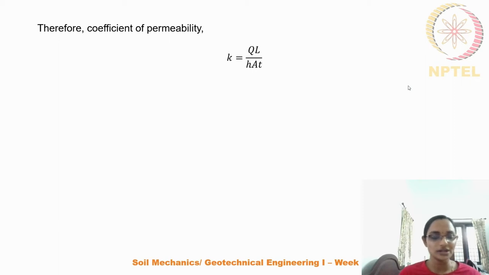Now, in order to determine coefficient of permeability, we have two equations. One is for using constant head permeability test, and the other one is for falling head permeability test. So using constant head permeability test, we have the equation K is equal to QL by HAT. QL by HAT.